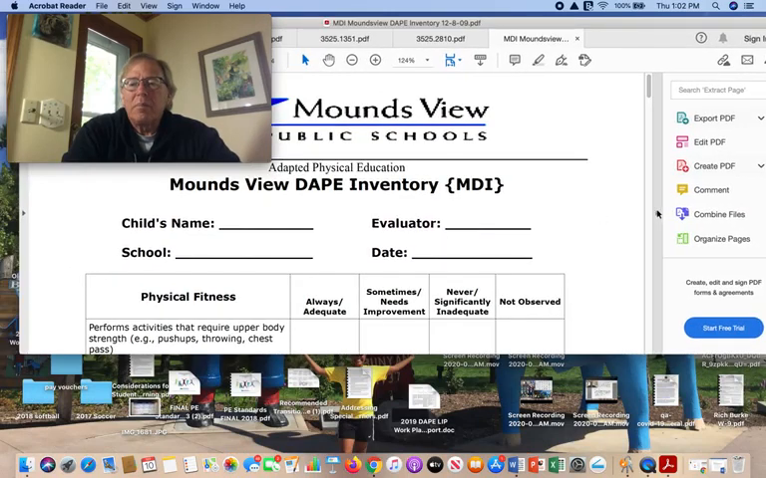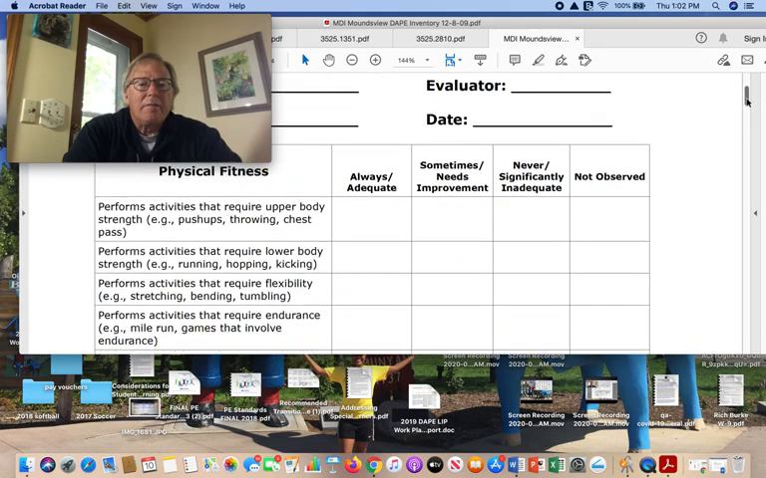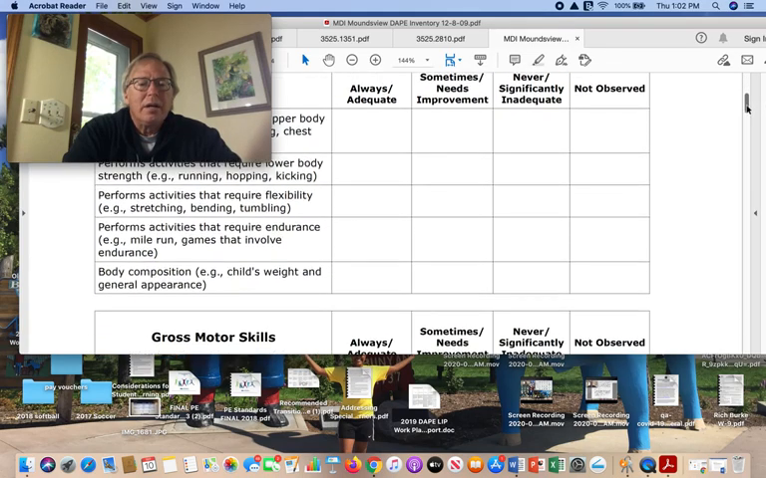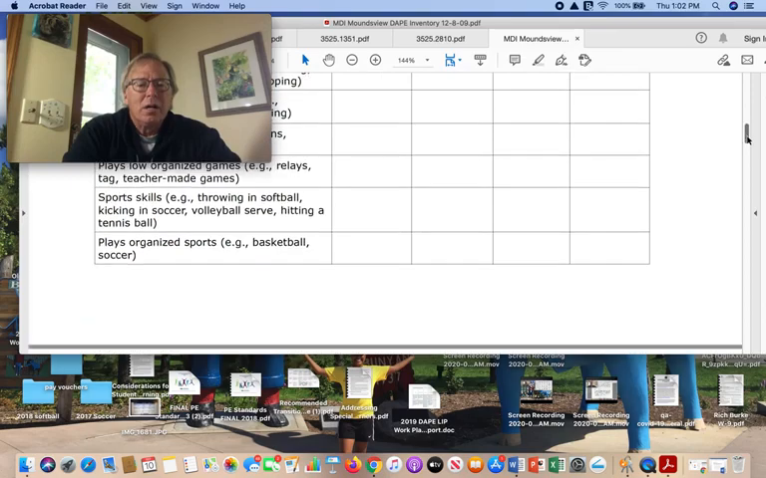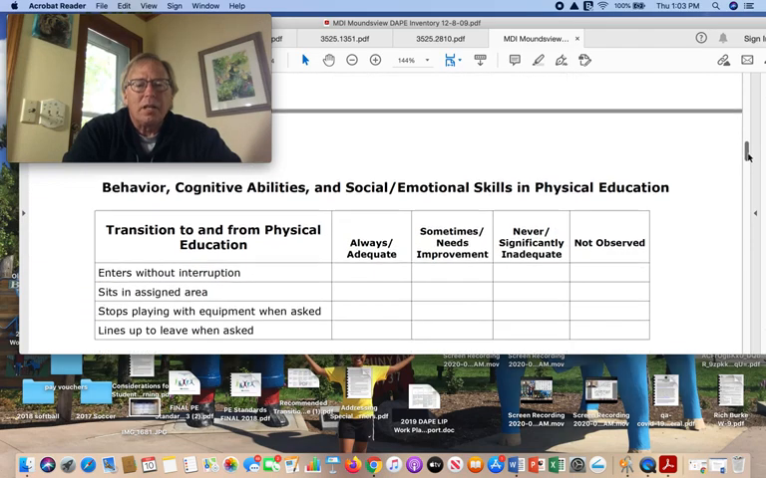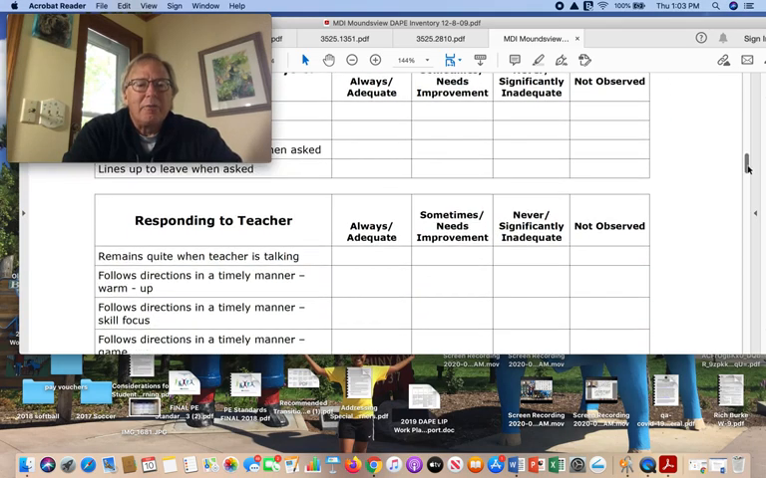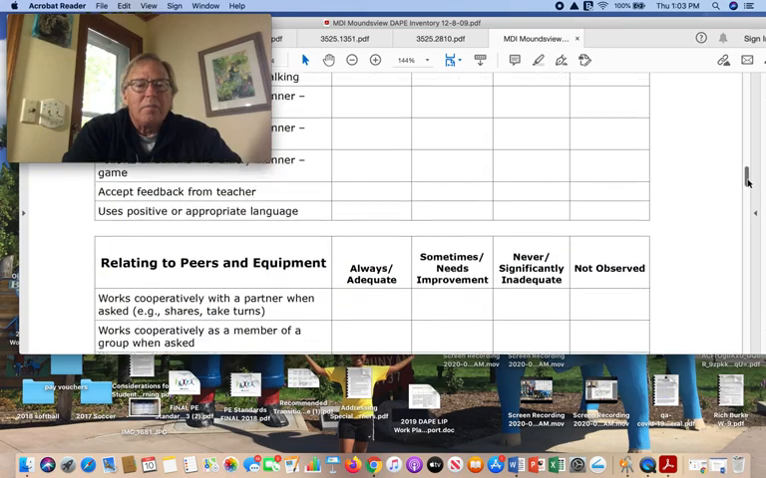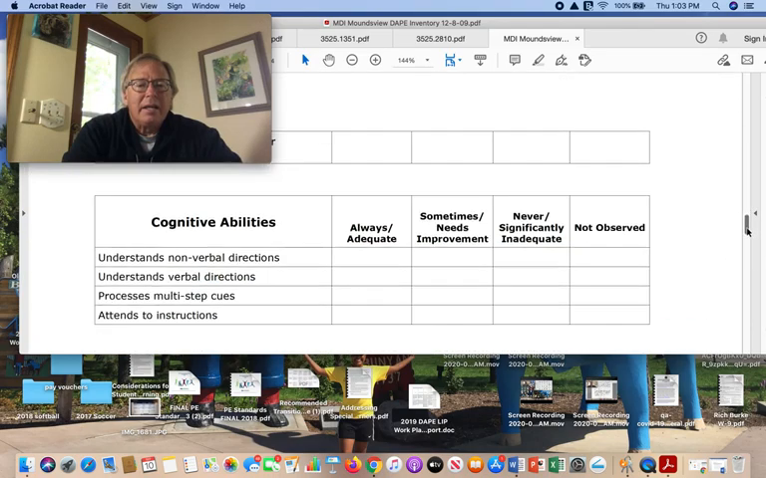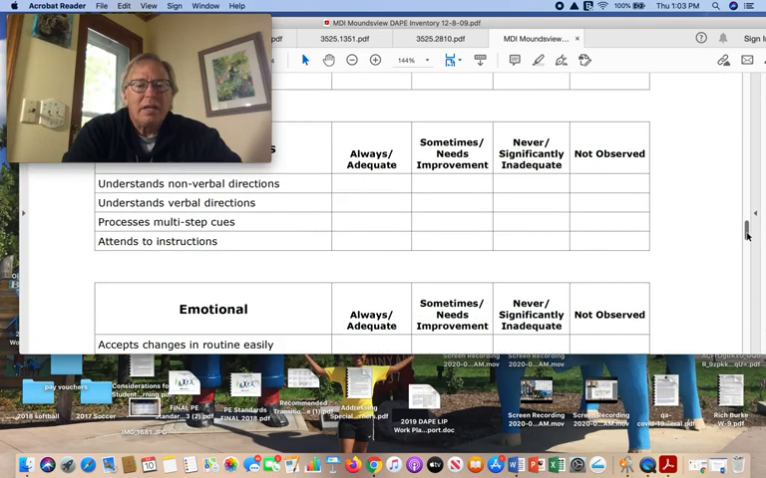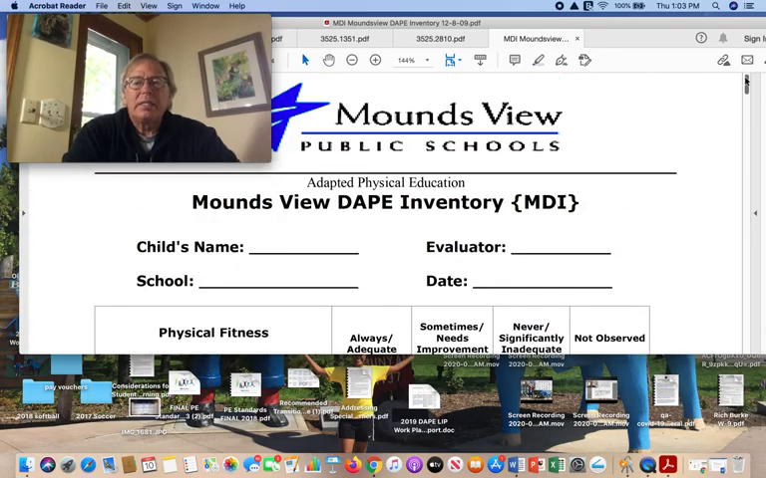I've showed this to other people, and it was that kind of checklist kind of thing that gave us some information, some data that we could use. And we talked about physical fitness, gross motor skills, transition to and from physical education, because we all know that's a big piece of PE. Responding to teacher, relating to peers and equipment, effort and self-acceptance, cognitive abilities, certainly emotional kinds of things. These are all areas that relate to the Minnesota PE standards.